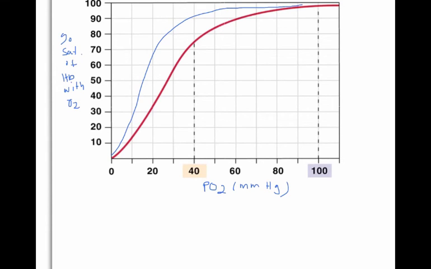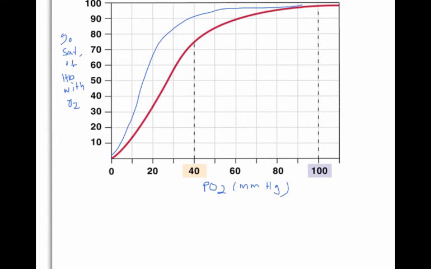And if you have a hard time remembering left and right shift, here's the way I learned it. I will say, okay, if I've got higher affinity, then for any particular partial pressure of oxygen, so let me pick 20 as an example, here's my normal curve. If I have higher affinity, I'm going to have a higher saturation of oxygen. So that means I have to be shifted to the left. And that's the way I remember it.